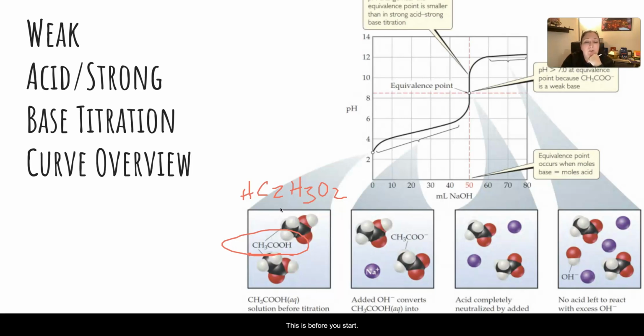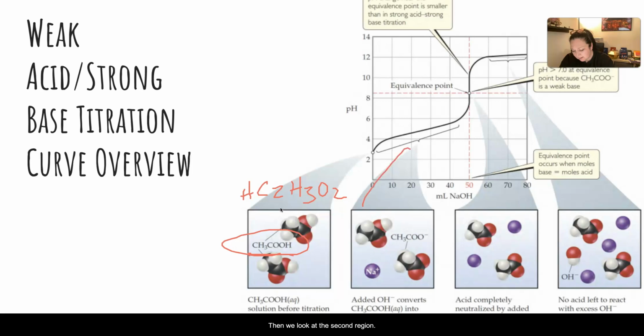So this is before you start. This is at 0 milliliters of NaOH added. You have your starting pH. It's above 2, not quite 3. It looks like it's almost a 3, but not quite there. All right, so there's nothing else in the solution.